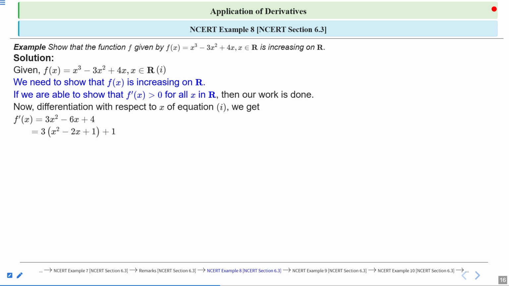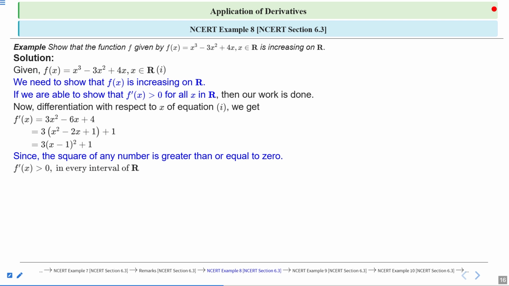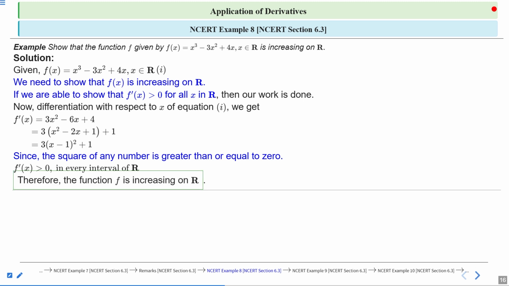So it will be equal to 3 times (x² − 2x + 1) + 1. So f'(x) will be equal to 3 times (x − 1)² + 1. Since the square of any number is greater than or equal to 0, we can say that f'(x) is greater than 0 in every interval of R. Therefore, the function f is increasing on all real numbers R. Clear?